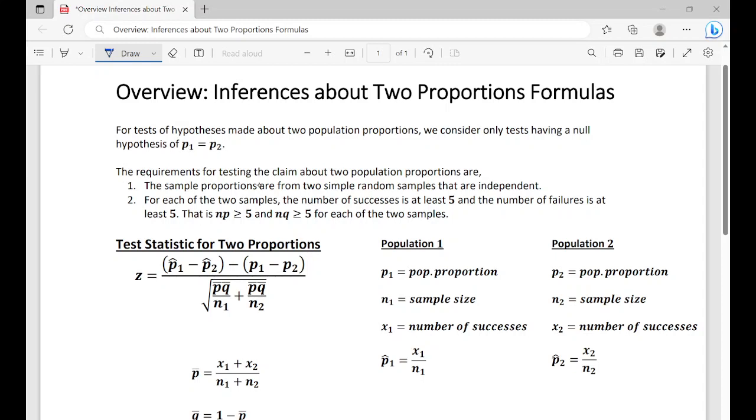The requirements for testing the claim about two population proportions are: 1. The sample proportions are from two simple random samples that are independent, and 2. For each of the two samples, the number of successes is at least 5 and the number of failures is at least 5. That is, n times p is greater than or equal to 5 and n times q is greater than or equal to 5 for each of the two samples.